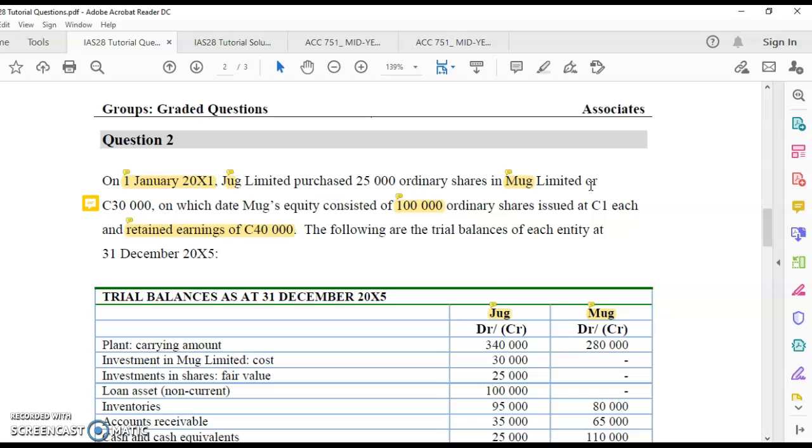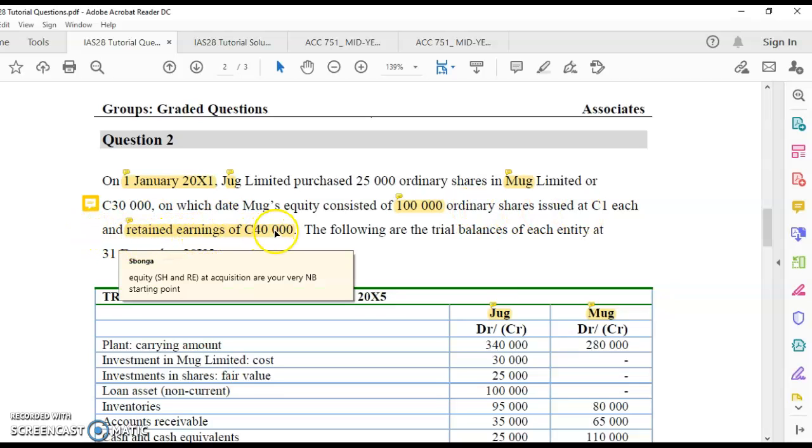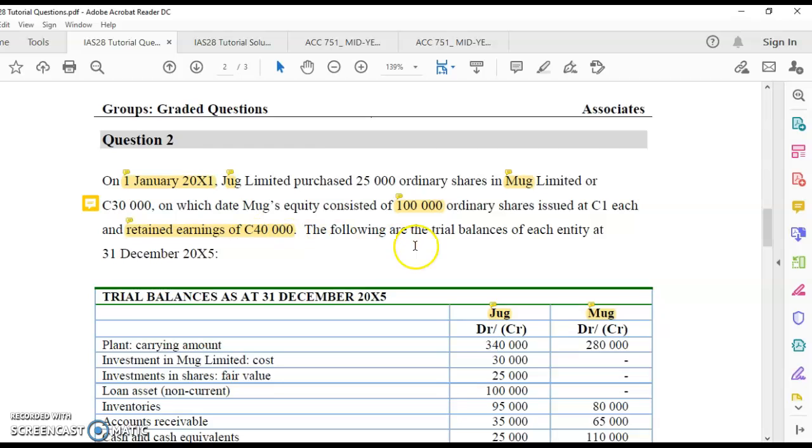They acquired the shareholding for 30,000 current units, and that is my consideration, on which date MAG's equity consisted of 100,000 ordinary shares. And by that, I already know that if there are 100,000 ordinary shares, and I hold 25,000, that means effectively I hold 25%, right? And the retained earnings was 40,000. And it's important for me to know that the share capital balance and the retained earnings at acquisition is my very important starting point for my AOE, right?